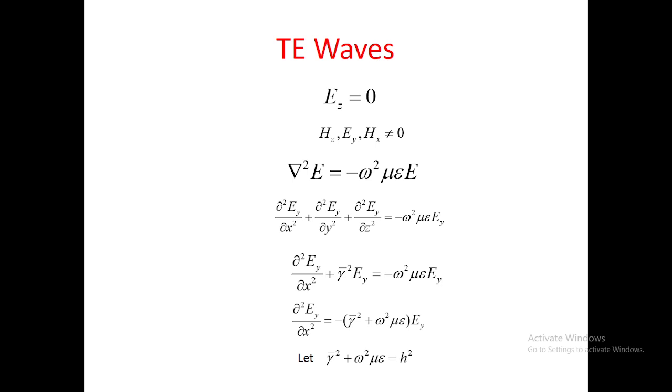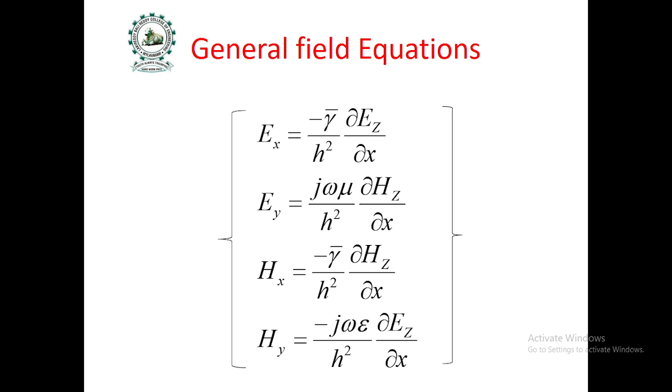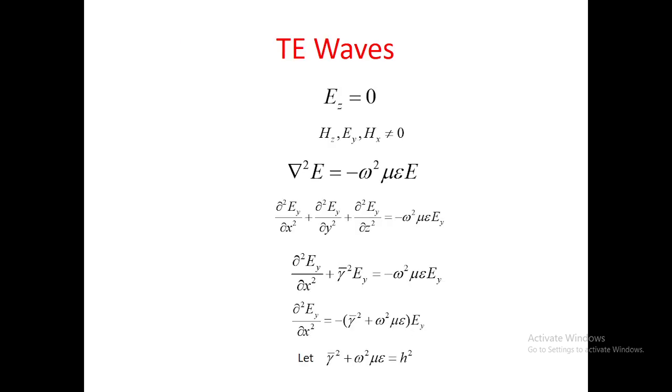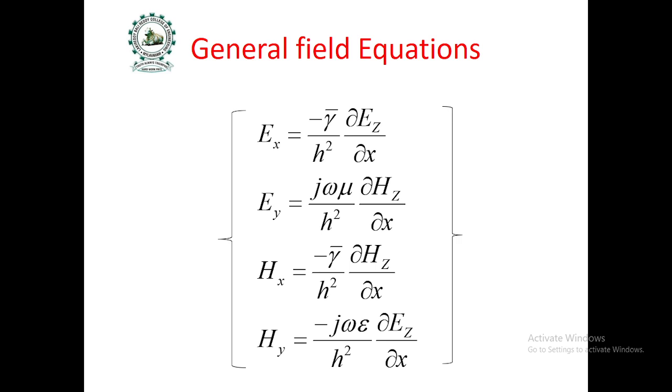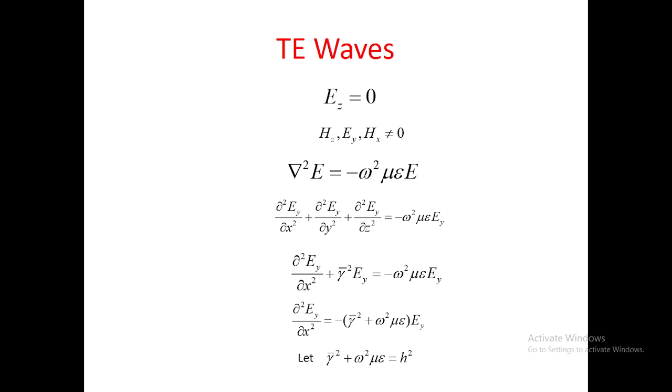Coming to transverse electric waves. Transverse electric waves means the condition is Ez equal to 0, so there is no electric field component along the wave propagation. Ez equal to 0 means the remaining components Ey, Hx are not equal to 0, and Hz is not equal to 0.